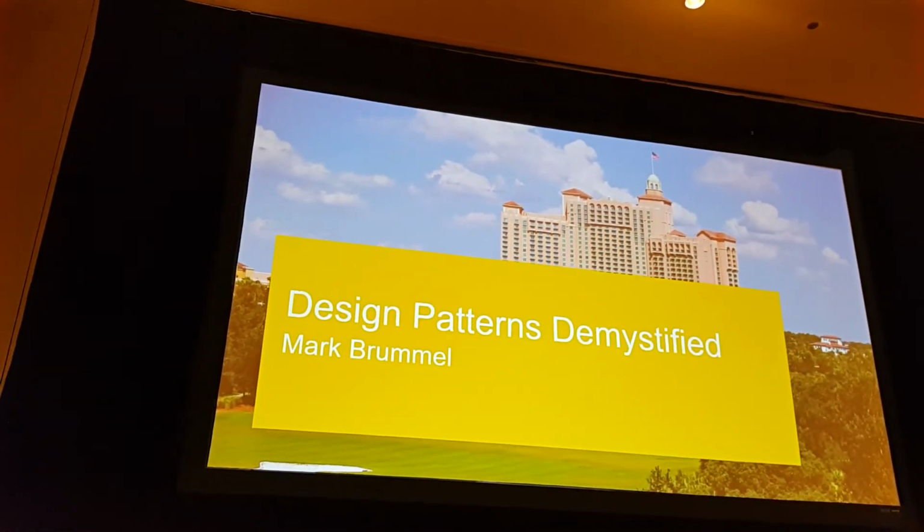8 a.m. last day, and the topic of the session is design patterns demystified.